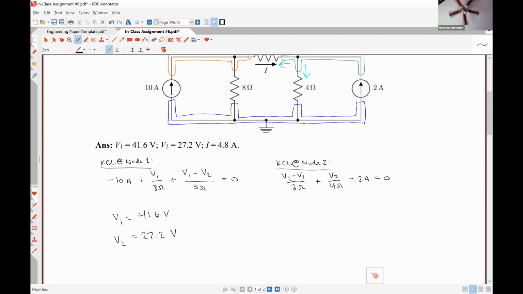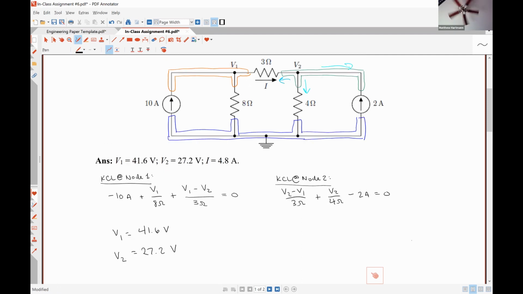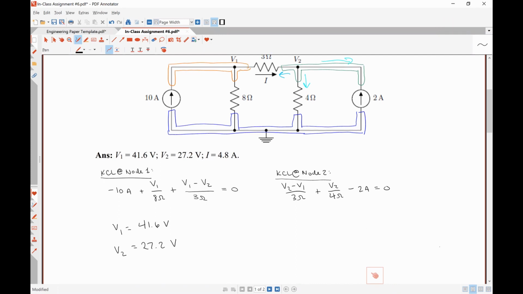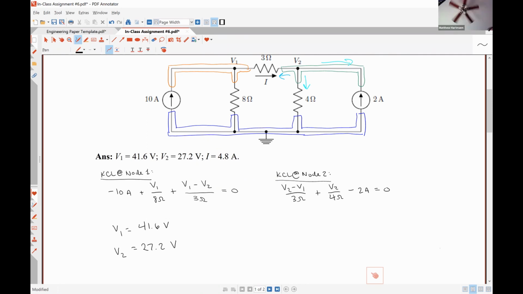27.2 volts. So how can I use these two nodal voltage values to determine the current I? You can do V1 minus V2 over 3 ohms is equal to I. Exactly right. I is V1 minus V2 over 3 ohms. I think you said it correctly and I just got it backwards in my head. And it looks like 4.8 amperes.